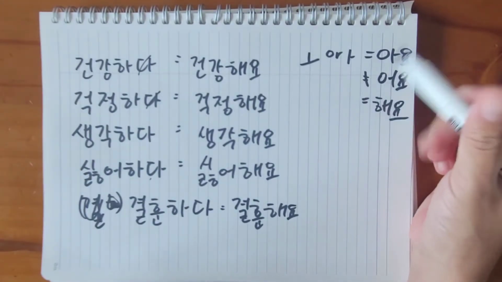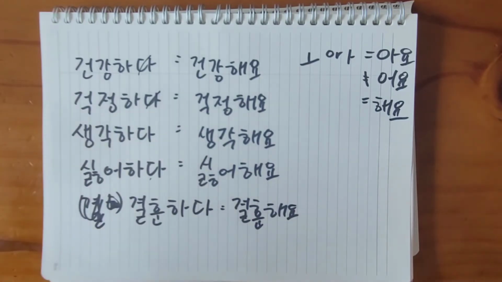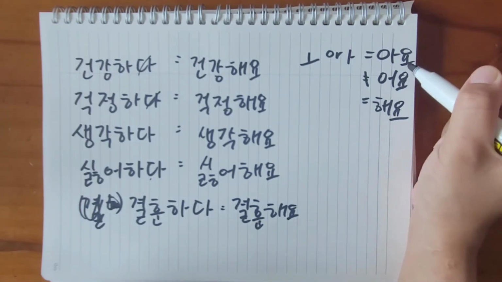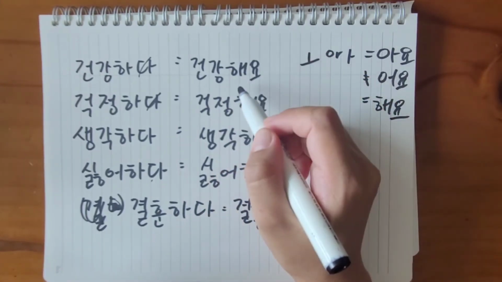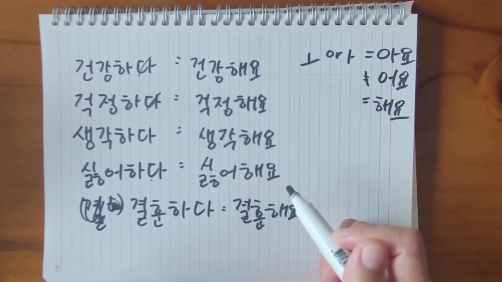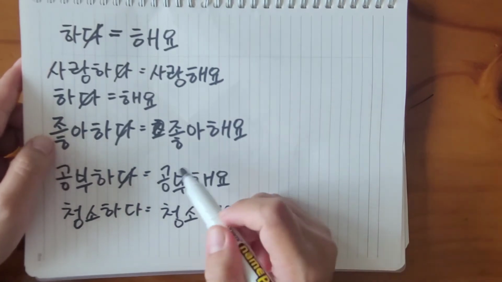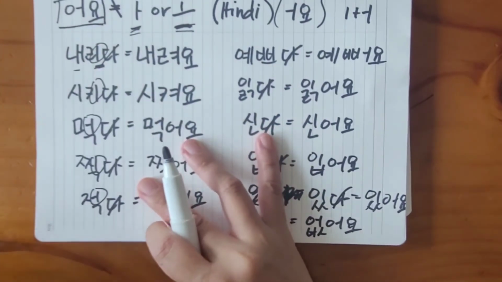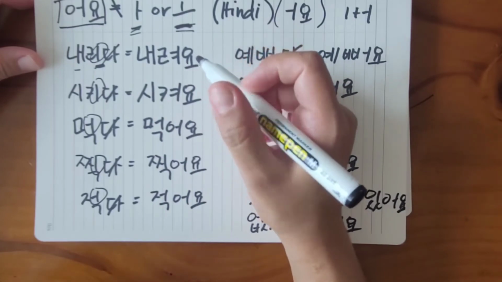So, ito ay yung mga naka-polite form. Kapag naman casual form, like for example sa mga kaibigan mo or mas nakababata kaysa sa'yo, yung mga dongseng natin, ay yung casual form, so we drop itong 요. So, 건강해, kahit wala na 요. 걱정해, 생각해, 싫어해, 결혼해, 사랑해, 좋아해, 공부해, 청소해. Ito ay sa casual form, ha?